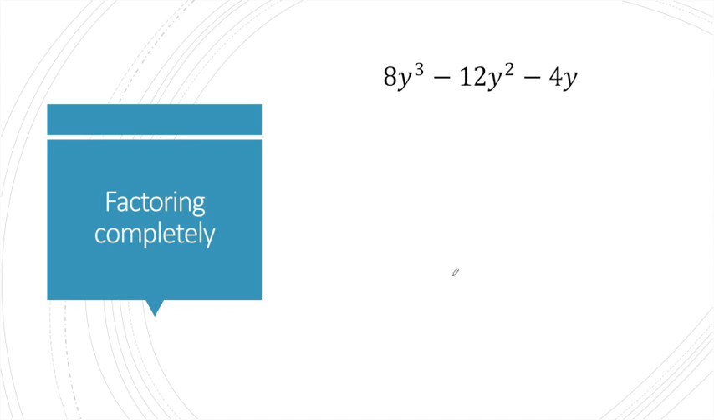For our final example, let's take a look. I have 8y cubed minus 12y squared minus 4y. I can see that these all have a factor of y I'm going to have to pull out. But let's take a look at those coefficients. I have 8, 12, and 4. The greatest common factor of 8, 12, and 4 is going to be 4. So if I pull out a factor of 4y, that leaves me with 2y squared minus 3y minus 1. So now I have pulled out the greatest common factor and I'm left with a trinomial.